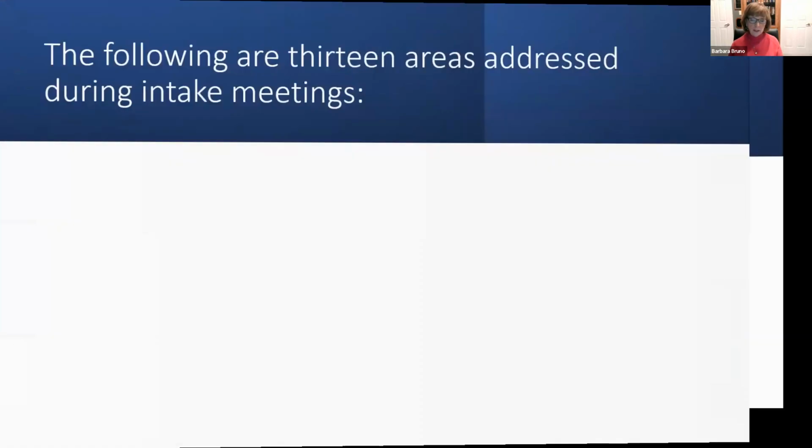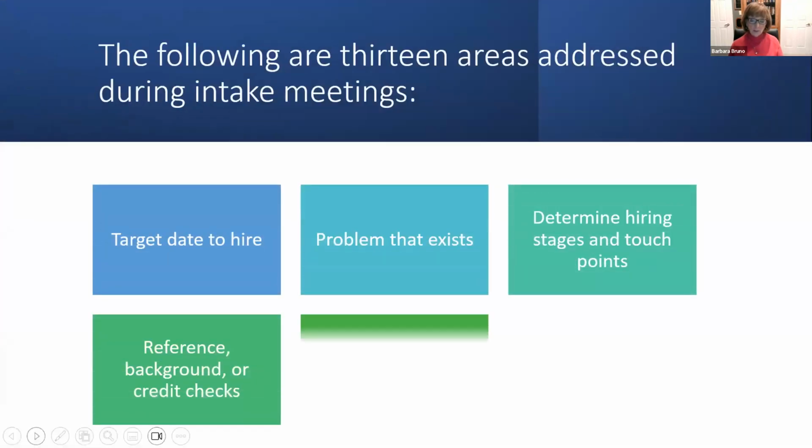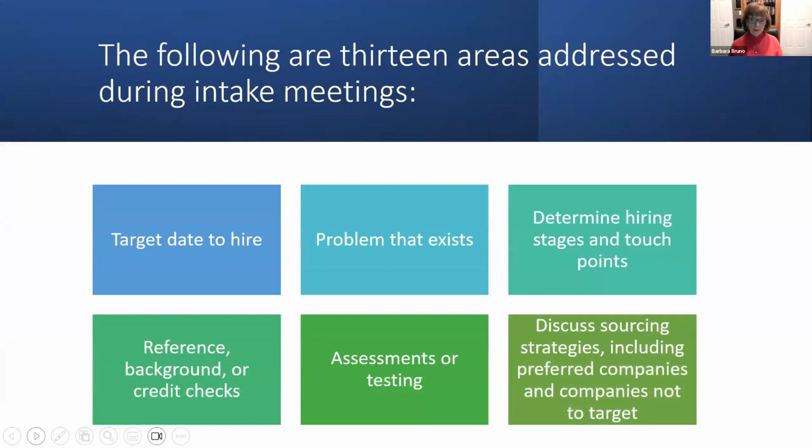You also want to get a target date to hire, because you and I both know this is one of the most difficult challenges we face every day: not only do we have people on both sides of what we do, but they can change their priorities, they can change timing, they can change a lot. But if you get a target date to hire, then when you're trying to get the process moving, you do everything against the target date that you've been given by your hiring manager.